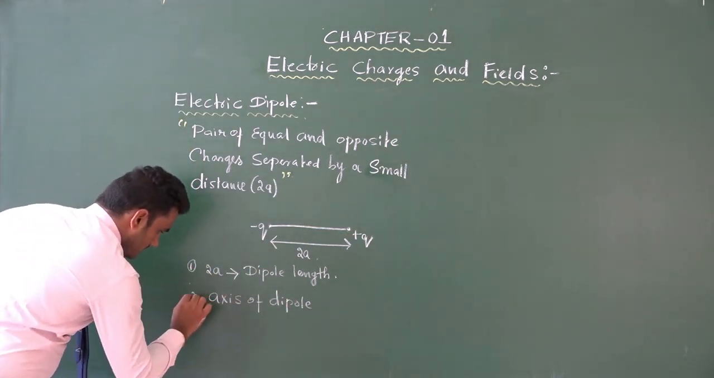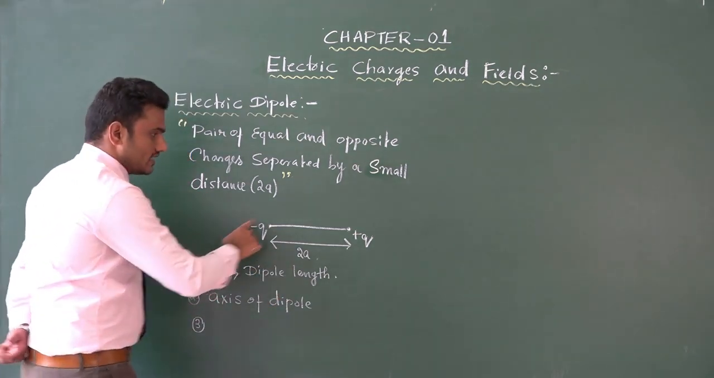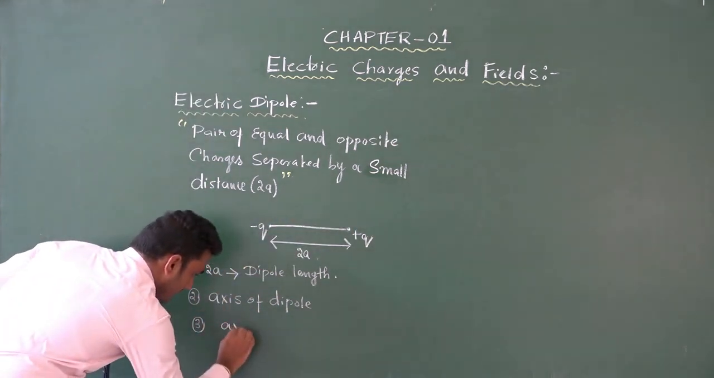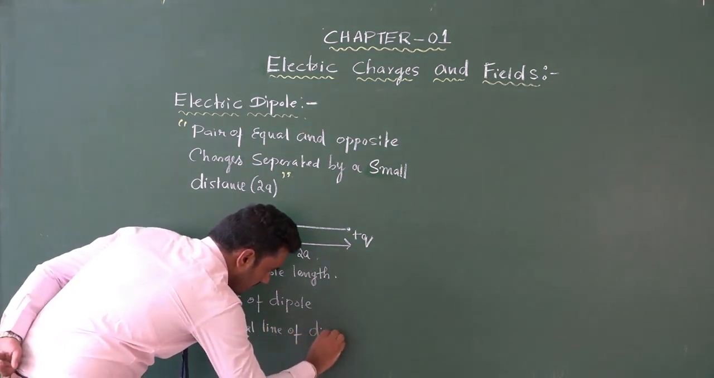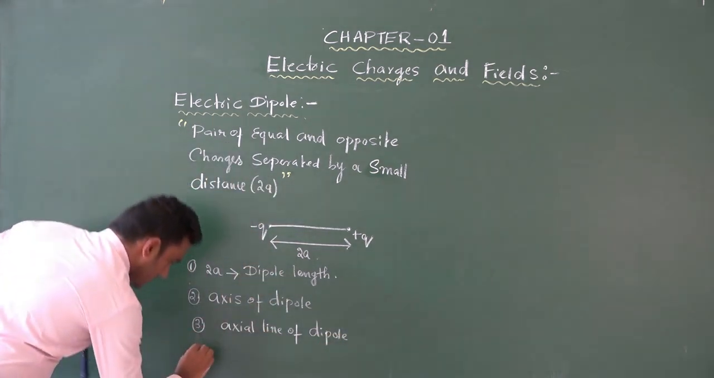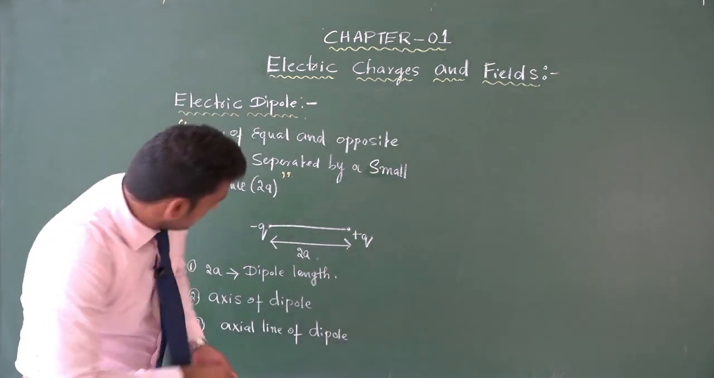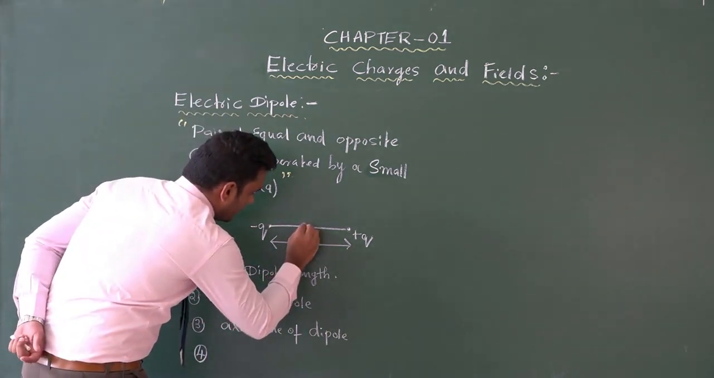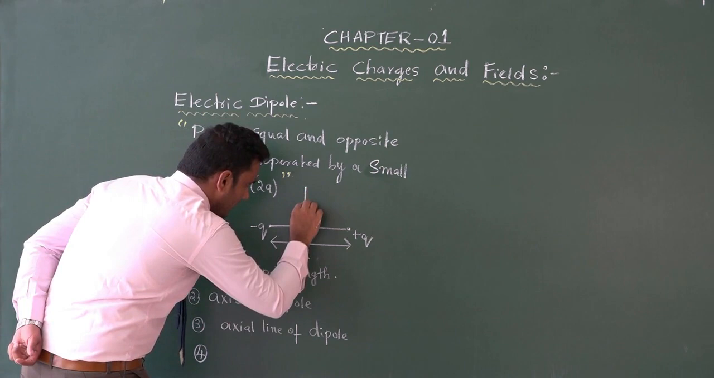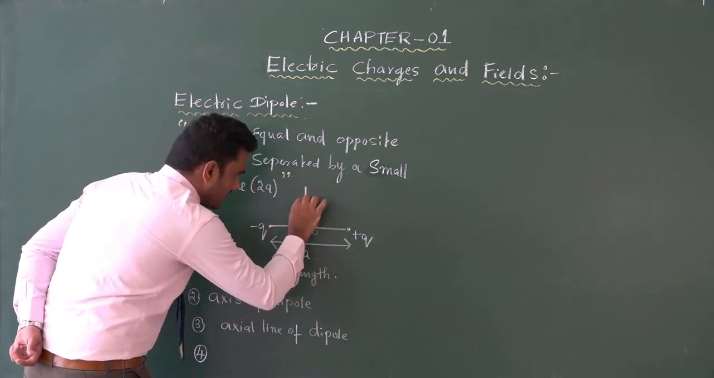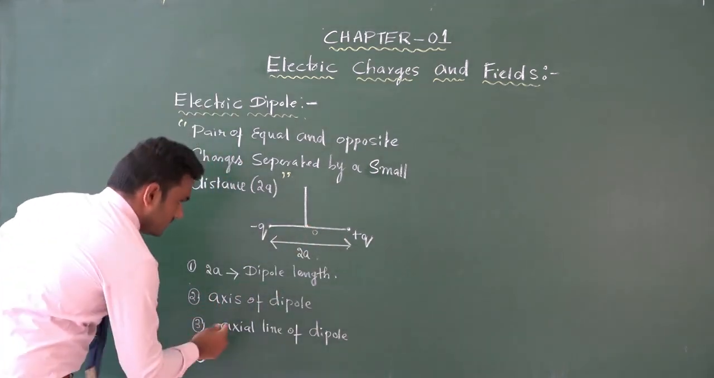First one, dipole length. Second one, axis of dipole. The third one, the straight line passing through the negative charge and positive charge is called the axial line of dipole. And one more thing is there, the fourth one. This is the midpoint of a dipole, say O. The line perpendicular to the axial line, passing through the midpoint of the dipole, is called the equatorial line.